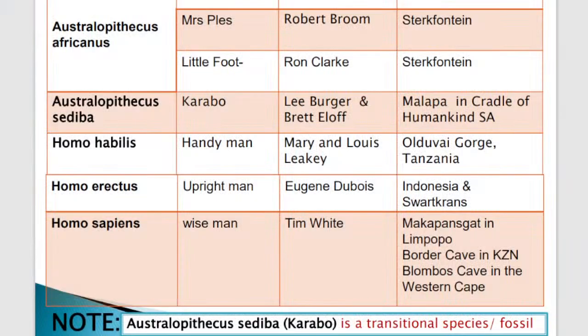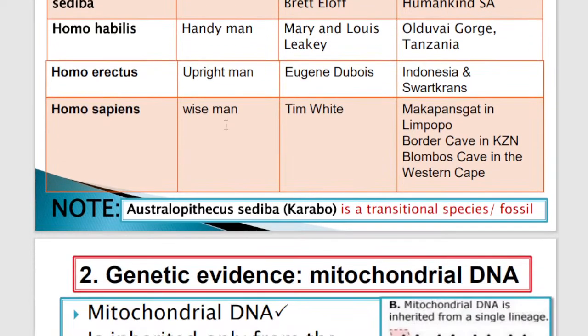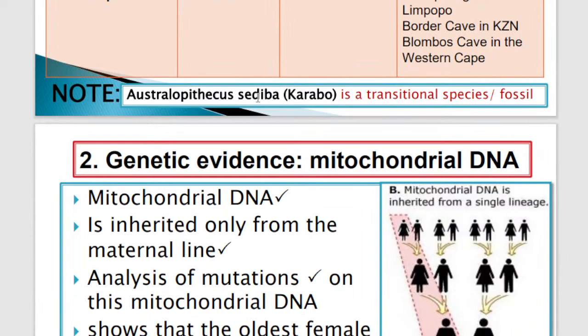So when we go back here, we see clearly that that is the Australopithecus sediba. Yes. So that's why you're saying that Australopithecus sediba is a transitional species of fossil.